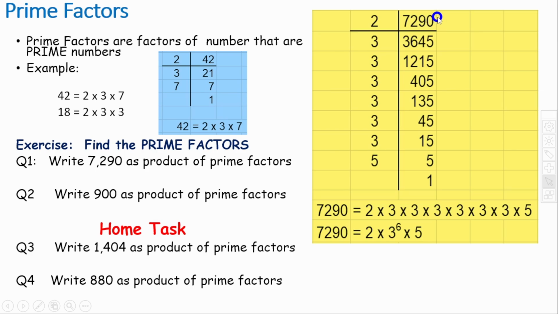First of all, you check what it ends with. Does it end with an even number? Yes, it does. It ends with 0. So we can use 2 to divide it, which is the first prime number.